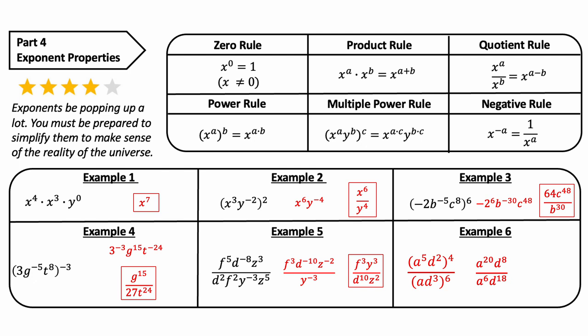So a to the 20 minus a to the 6 gives me a to the 14, and in my numerator, d to the 8 minus d to the 18 would give me d to the negative 10, which gets sent down to the denominator to make it a positive exponent, giving the final answer shown there. All right, exponents, they can be tricky, but again, practice makes perfect with these.